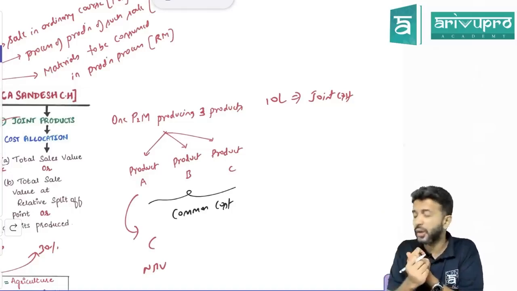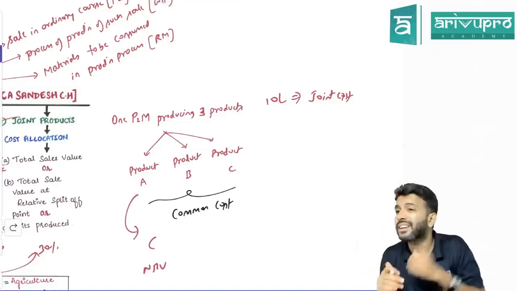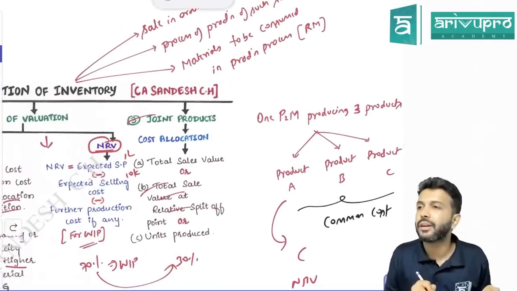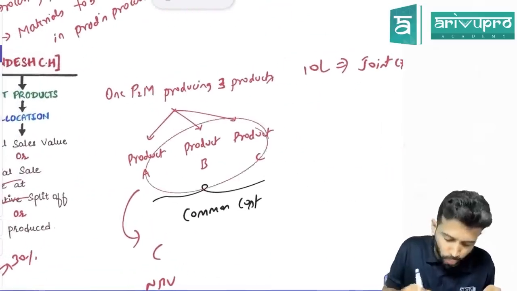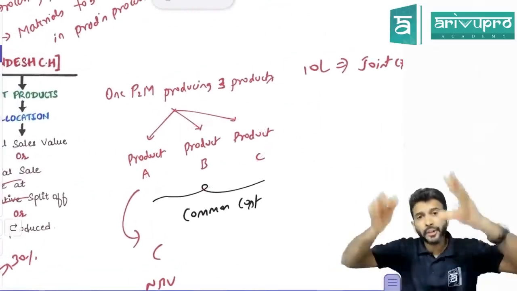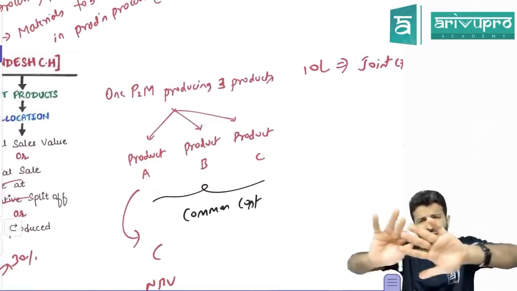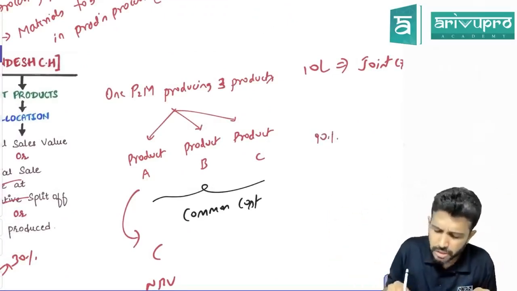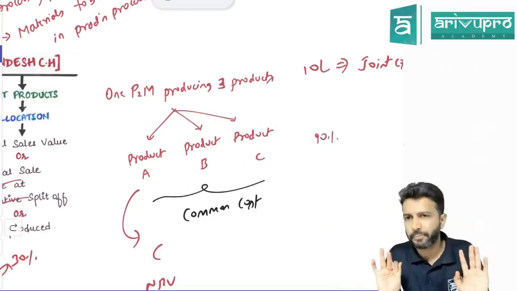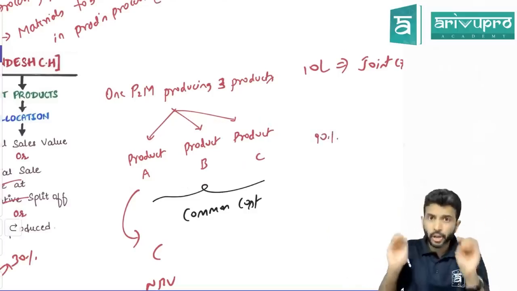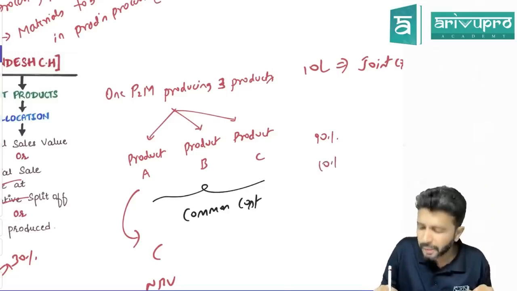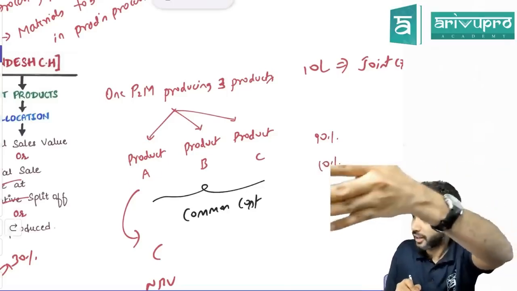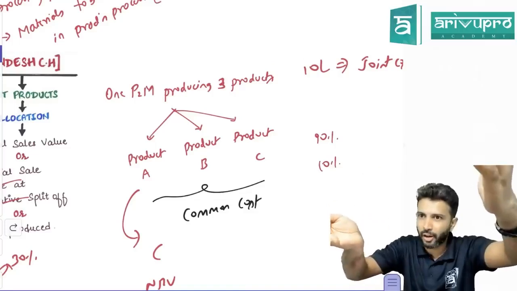That ratio's first priority is what, sir? Sale value at split off point. So what does that sale value at split off point mean? Sir, let's say you are producing 3 products. 100% of the production you will not do together; after some point of time you will segregate them. Maybe let's say 90% of the production process of products A, B, C is the same. Like you have cream biscuits, with mango flavor, pineapple flavor and all.